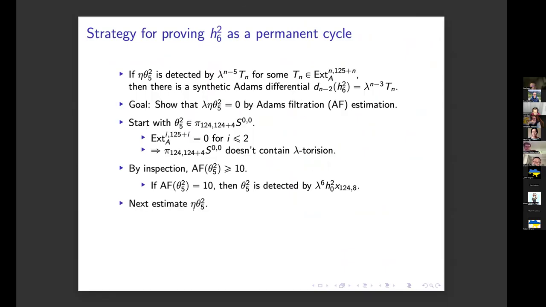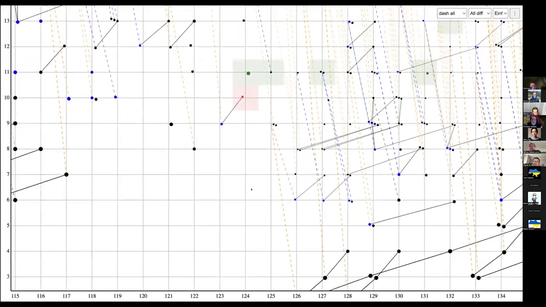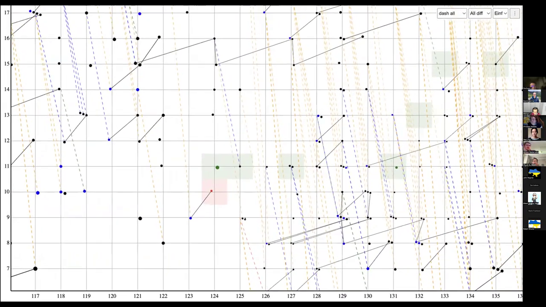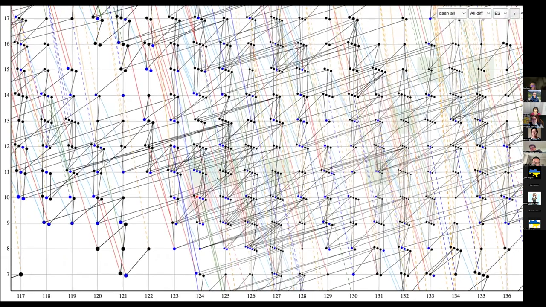So next, let's multiply that by eta and try to estimate what happens to eta theta 5 squared. So let's move on to the next column. Okay. So if I just look at the infinity page, we see that there's no H1 multiplication here, so it goes beyond that. And if I'm just looking at the lambda free part, it will go to filtration 14. But it could be detected by a lambda torsion, right? A lambda free element multiplied by eta could be detected by lambda torsion. So I have to be careful. I have to deal with all the lambda torsion elements.